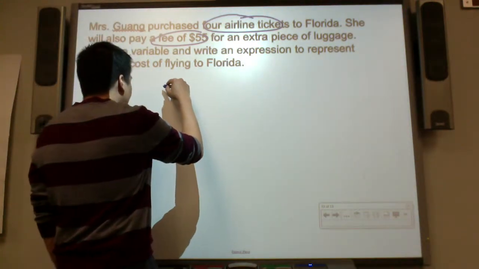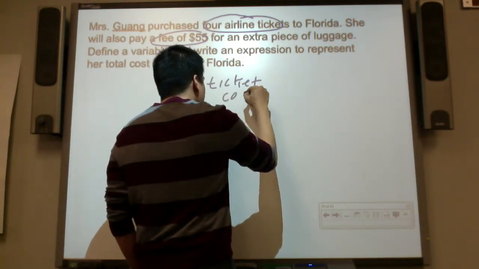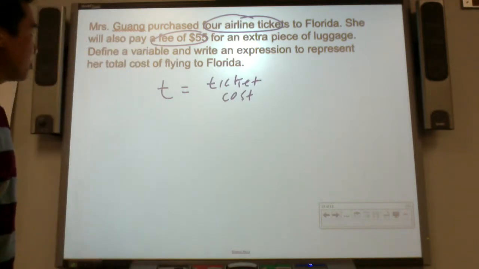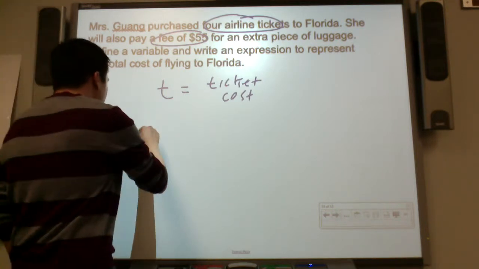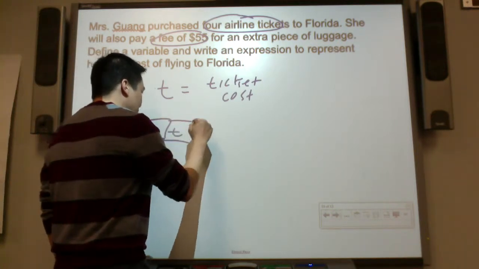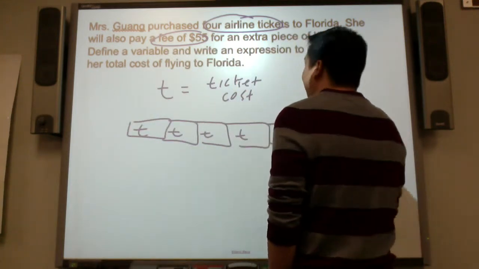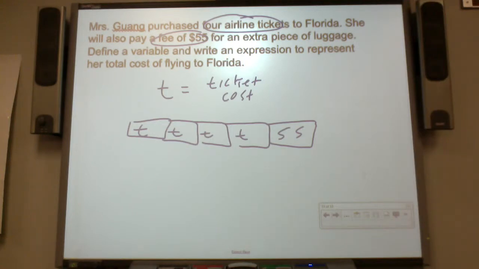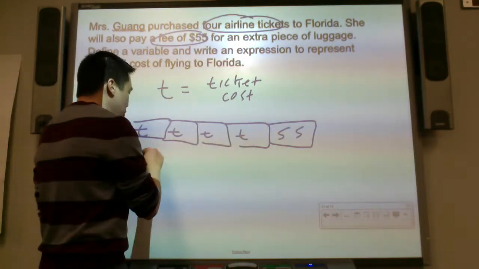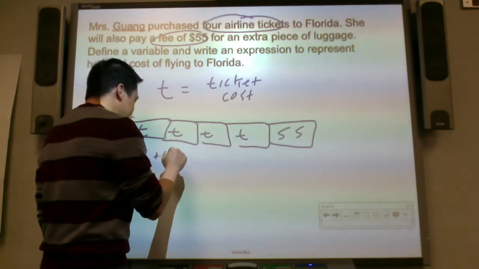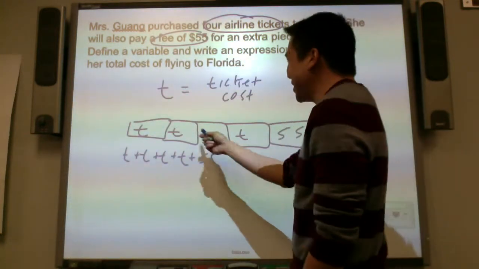So T is ticket cost. They forgot to tell us how much the ticket costs. So Mrs. Guang purchased 4 airline tickets: 1 airline ticket, 2, 3, 4 airline tickets. Then she paid $55 for an extra piece of luggage. So how would you write this as an algebraic expression? You could write T plus T plus T plus T plus 55. Or we can simplify this expression. How many T's do you see here?